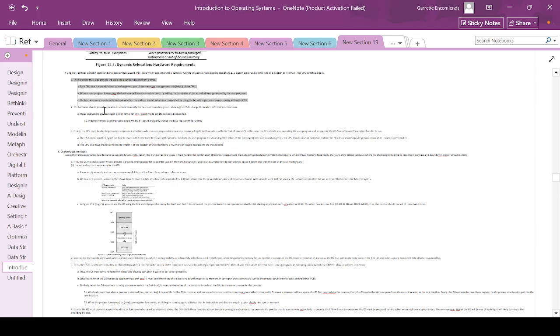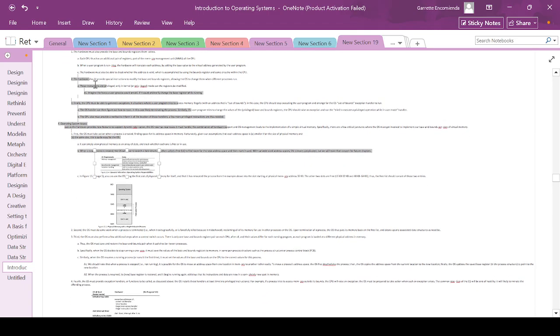The hardware must also be able to check whether the address is valid, which is accomplished by using the bounds register and some circuitry within the CPU. So aside from the bounds register, there's some more sophisticated circuitry there that allows us to reject an address if it is out of bounds.